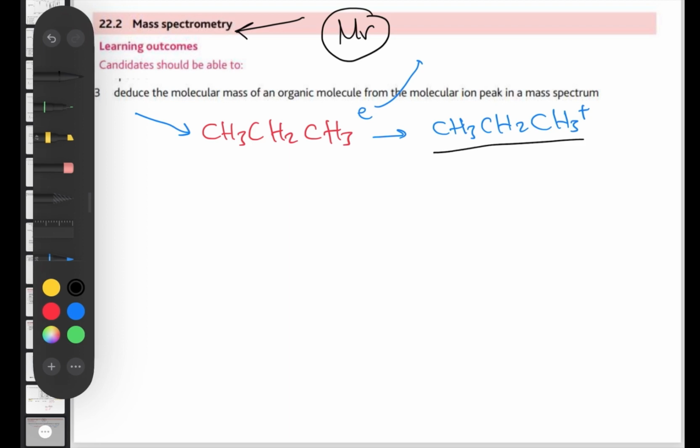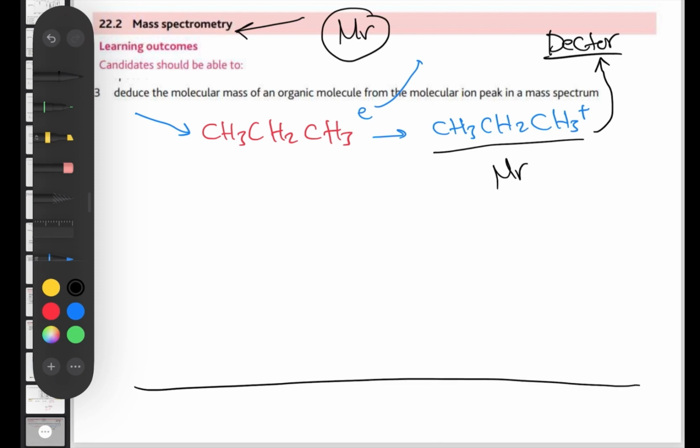This compound that carries a positive sign will hit the detector. The detector is a part of the instrument that works as an indicator. Once the compound touches the detector, it will immediately give you the Mr of this compound, and it will appear in a form like this. We have the same spectrum that we saw with the isotopes. You have m/e.